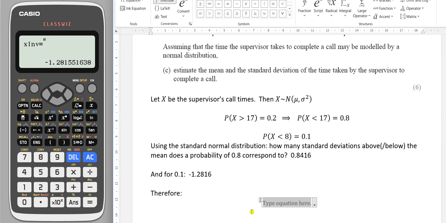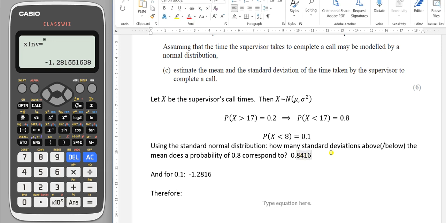Therefore, we can now say, remember this one corresponds to the 0.8, which corresponds to 17. So the value of 17 is 0.8416 standard deviations above the mean. We just do the mean, mu, plus that many standard deviations.